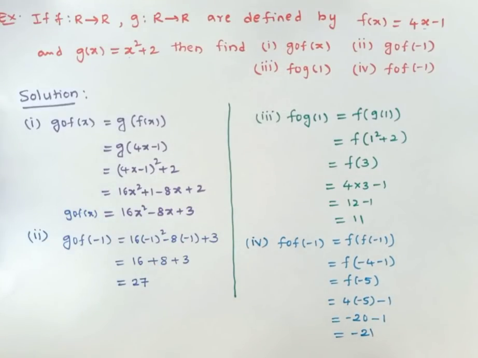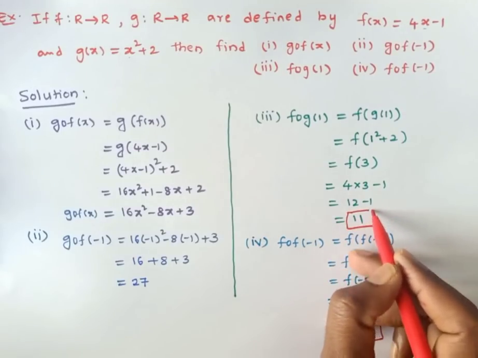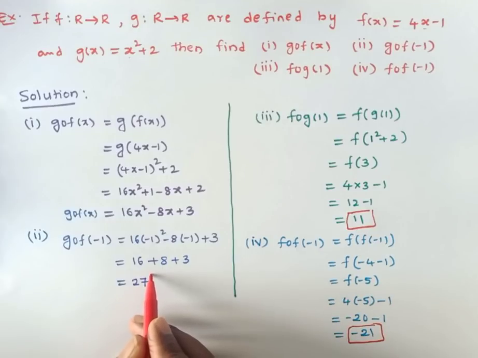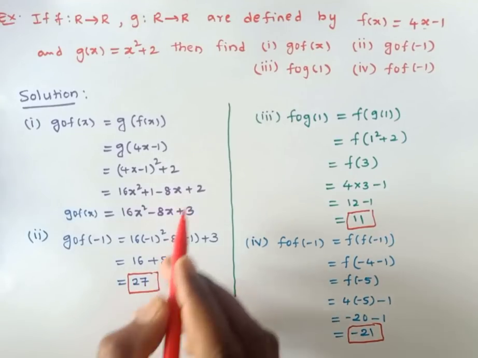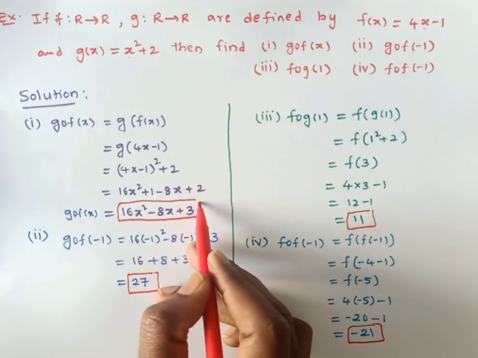And so how to evaluate the composition between two functions? F compose f of minus 1 is minus 21. Here f circle g of 1 is 11. G circle f of minus 1 is 27 and g circle f of x is 16x square minus 8x plus 3.